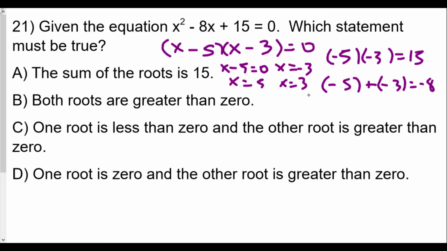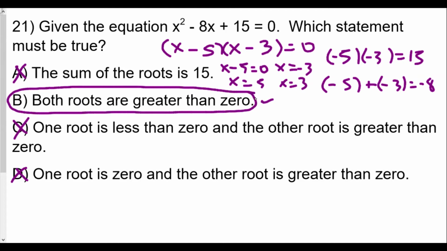Sum of the roots, well, 5 plus 3 is 8, so it can't be this one. Both the roots are greater than 0. I think it's going to be choice B. I'll put a little check here. One root is less than 0, the other greater than 0? No, they're both greater than 0. One root is 0, and the other root is greater than 0? Nope, definitely both greater than 0. So therefore, our answer would be choice B. So this is basically find the roots, and then talk about them. Not just find the numbers, but take a look at how they compare.